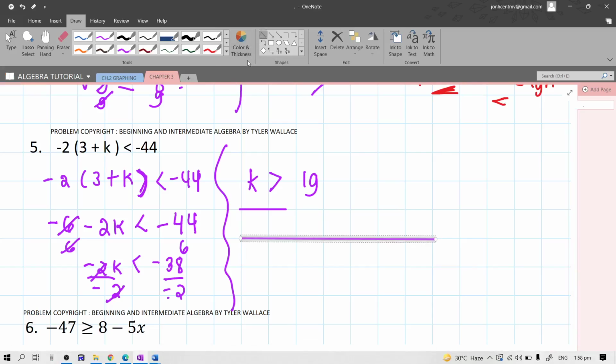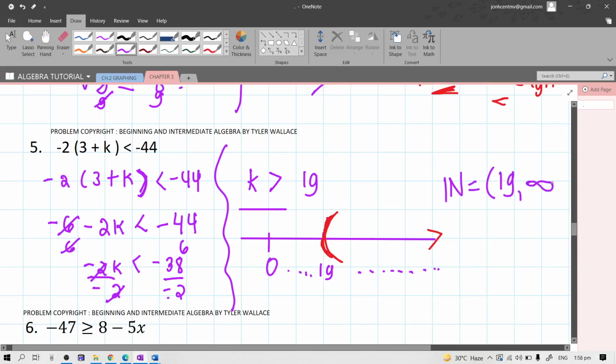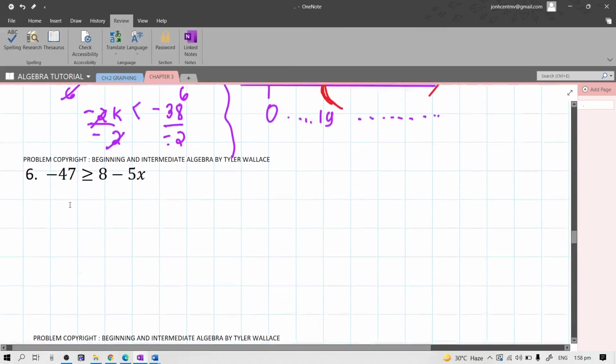If we graph it, ayan. So, graph natin siya ngayon. We have, since ang concern lang natin is positive, let's say this is 0 and this is 19. Okay? So, use parenthesis greater than 19. Ayan. And then, our interval notation is 19 positive infinity. Okay?